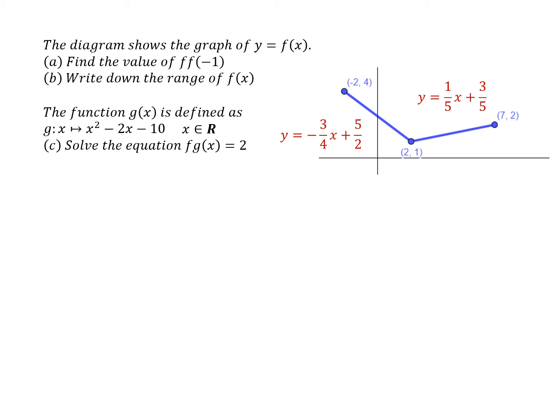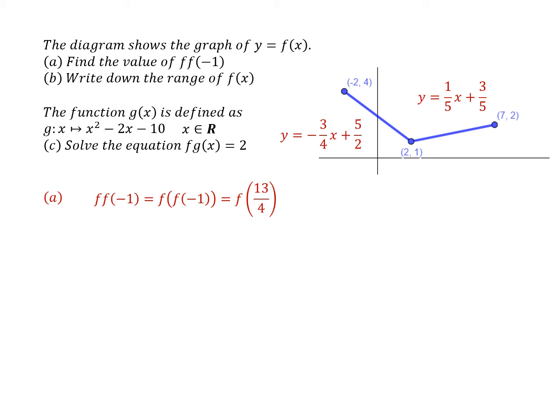Now in part A, we're trying to find f of f of minus 1. So we need to know what f of minus 1 is. Now x equals minus 1 here, so f of minus 1 is that number there. So I put minus 1 into this equation here, and I get 13 over 4.